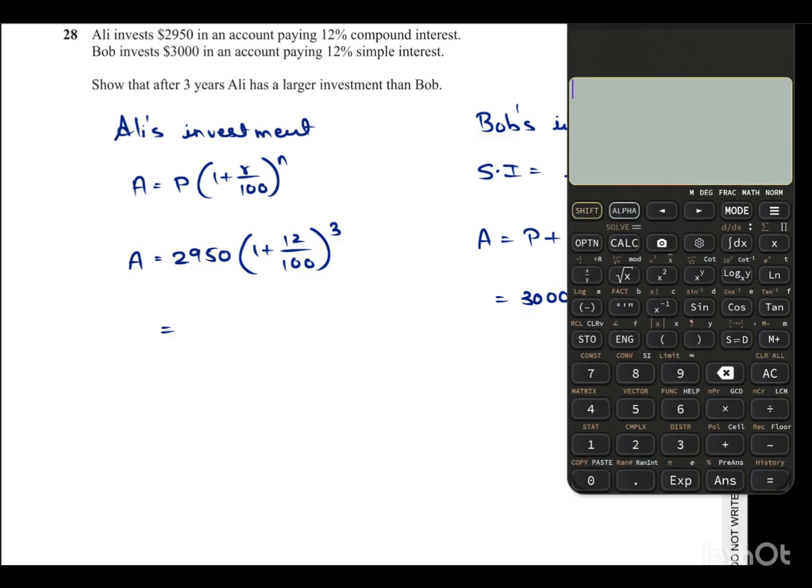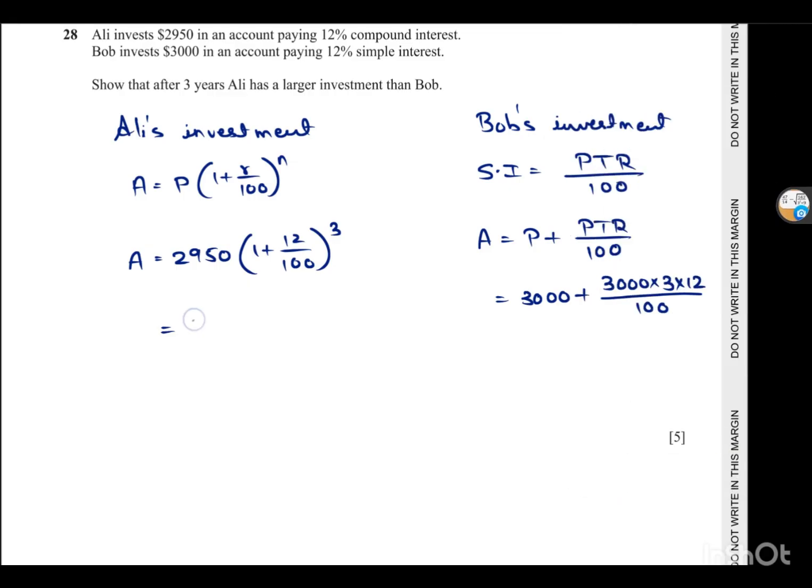First we'll do Ali's investment. 2950 multiplied by 1 plus 12 by 100, whole raised to 3. That is 4144.5376. This is the amount he gets after 3 years.